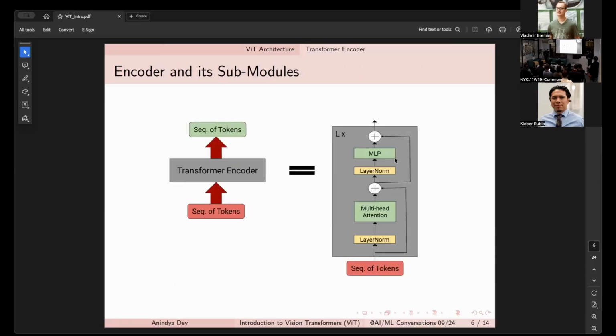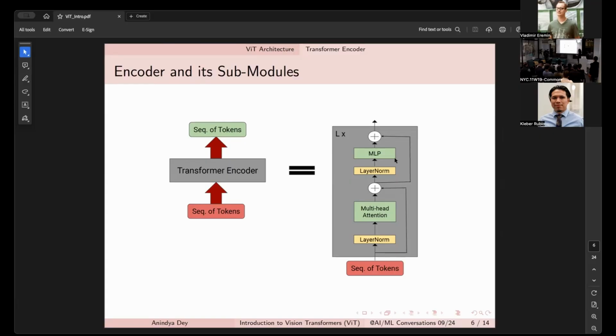All right, so now we're in a position to discuss the next step, which is the transformer encoder. So we just described that there was a sequence of tokens being fed into the transformer encoder, and that acts on it and churns out another sequence of tokens of the same shape. So what is inside the transformer encoder are two main things. There's the multi-head attention, and there is an MLP, which is just a fully connected neural network. These are the two main submodules of the transformer encoder.